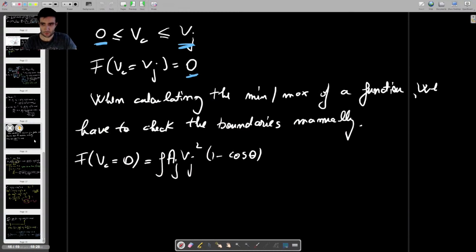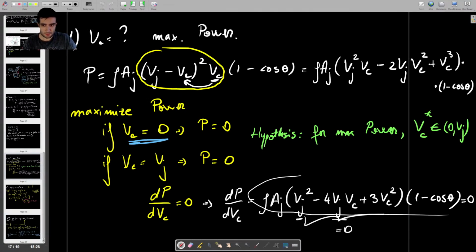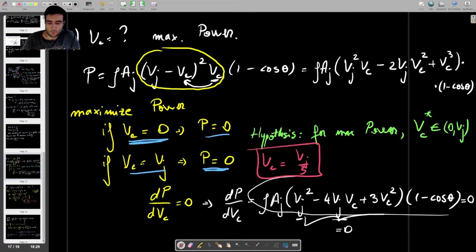Okay, so all done. We know the bounds don't work, we've checked the bounds independently before, so they both give us a power of 0, but that doesn't give us anything of interest. What does correspond to the highest power is if Vc is equal to Vj over 3. So in that case, we are able to deliver the maximum amount of power to the cart, and that happens when the cart is moving with a third of the velocity of the jet.